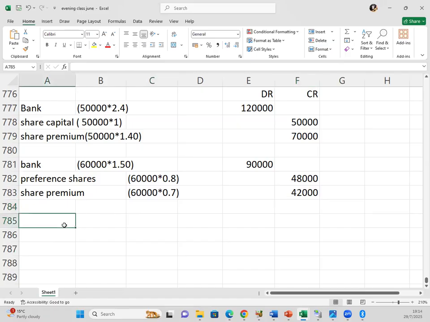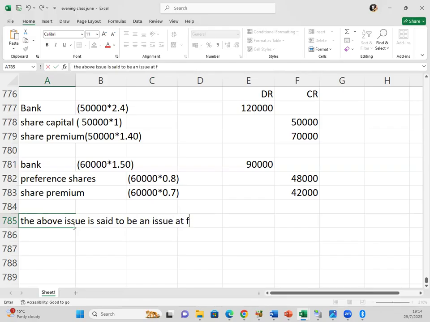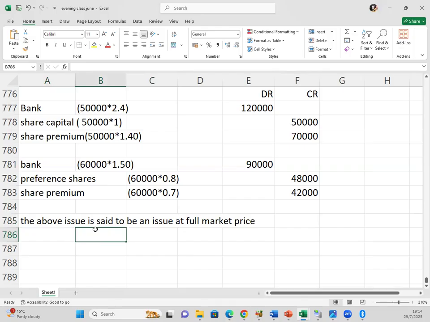When shares are being issued like this, we have an issue at full market price as above. The above issue is said to be an issue at full market price. We can also have an issue of shares at a price below the market price, or sometimes for free.